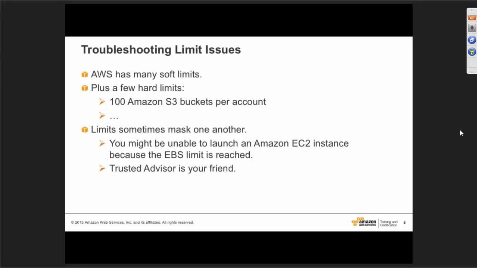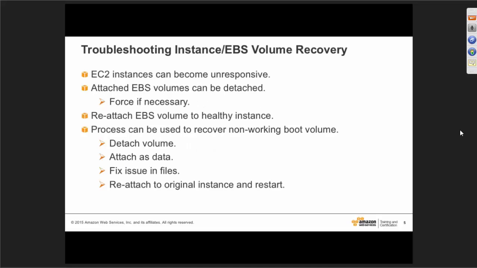There's a question: can you explain what it means to attach a volume as data? Let me go back and talk about that. This is specifically regarding if my C drive or my slash partition on my Linux instance is somehow corrupt and it won't boot. No amount of rebooting or stopping and starting will cause that drive to be readable. But what I could do is detach that volume and then attach it as a D drive or as a slash temp or a slash recover on another EC2 instance, and then I could inspect it to find out what went wrong or use that to take data off of it.